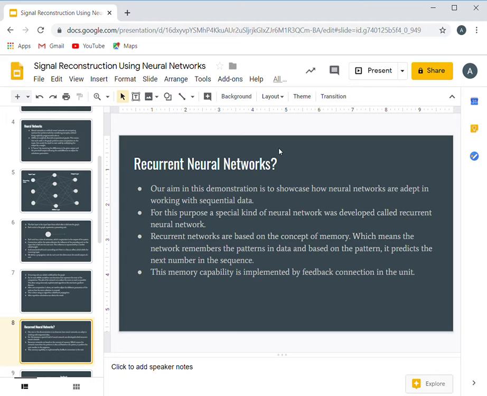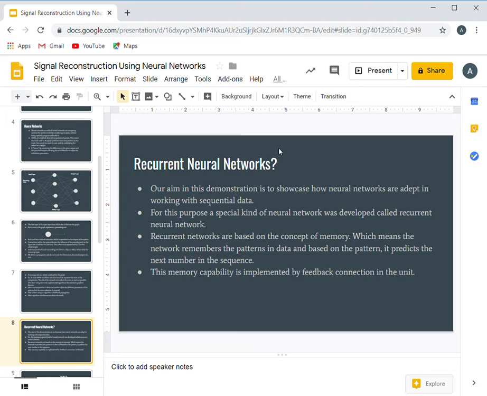My aim in this presentation was to demonstrate that neural networks can be used to study and analyze sequential data. To analyze sequential data, we must have a concept of memory in whatever system we are using, because in sequential data, the preceding and the succeeding data are related to each other through some relation. Normal artificial neural networks don't have this capability. They don't have memory, they can't relate data from preceding and succeeding inputs.